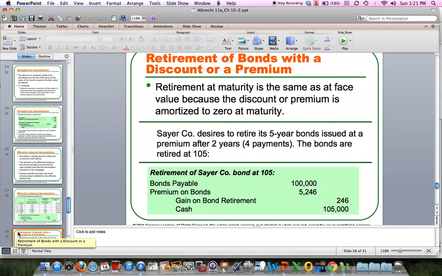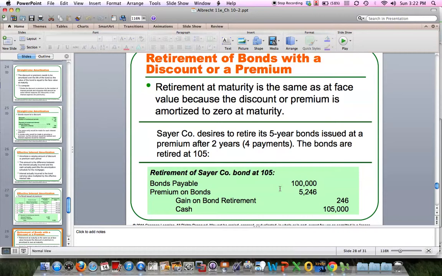So here is the example of the retirement of bonds with a discount or premium. Retirement at maturity is the same as face value because we have to amortize that premium away. And so here is my journal entry to record the retirement.